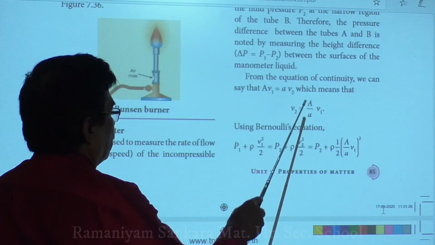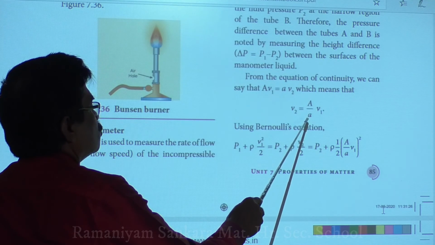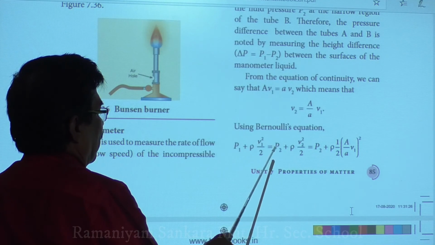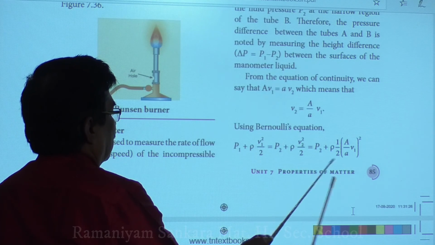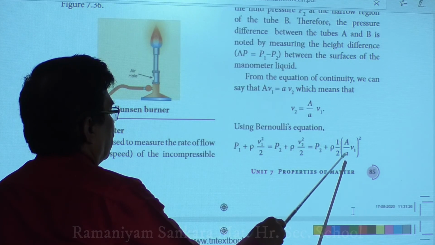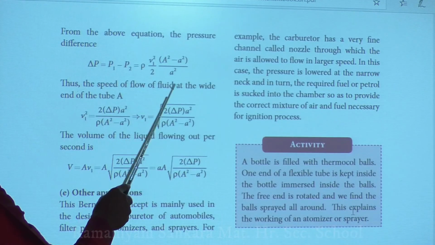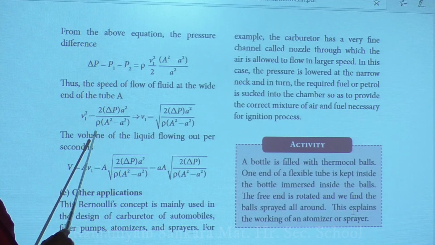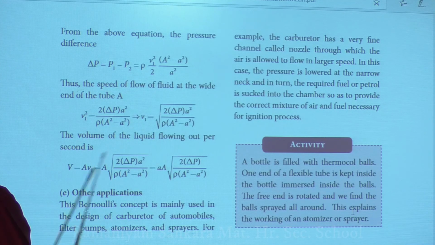So V2 equals A by a, the area of the bigger wider tube over the area of the smaller tube, into V1. So Bernoulli's equation: P1 plus half rho V1 square equals P2 plus half rho V2 square, where instead of V2 you can write A by a into V1. From the equation, rearrange, we get this answer. We want only V1 square, so rearrange: 2 delta P over rho, and A is there. So substitute, take the square root, and volume flow is multiplied by area, small a. Now, other applications.